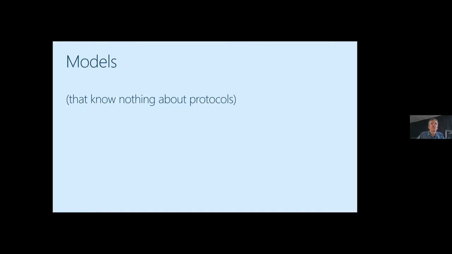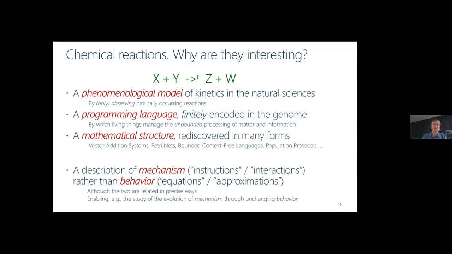So let's start talking about models. As I said, we're going to take chemical reaction networks. Why that? Well, because they are interesting in many different ways. First of all, they were invented as a phenomenological method for investigating natural systems. So just a way of recording what happens in nature. You look at nature, look at what reactions happen in nature, and you write them down.